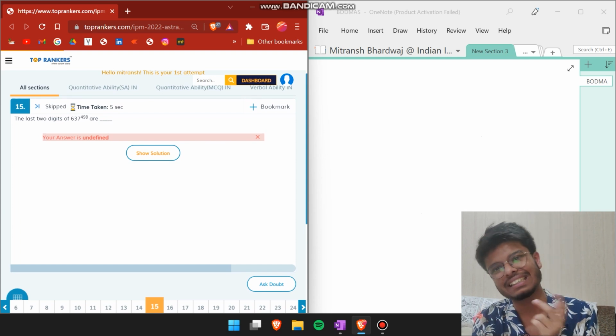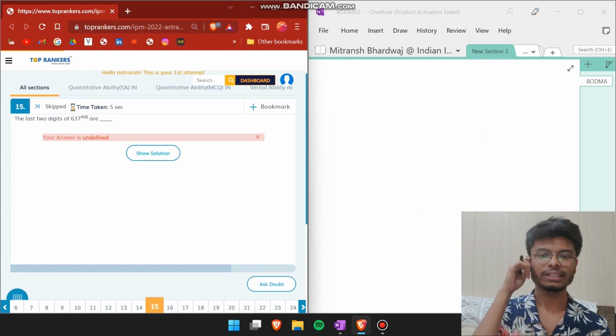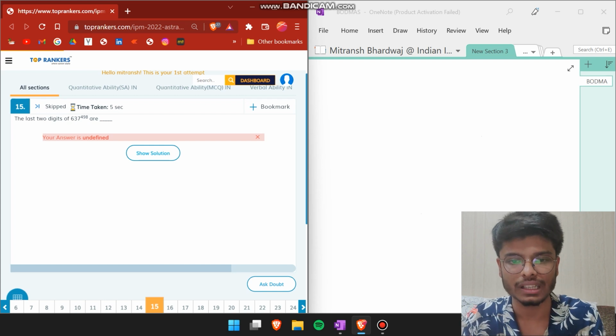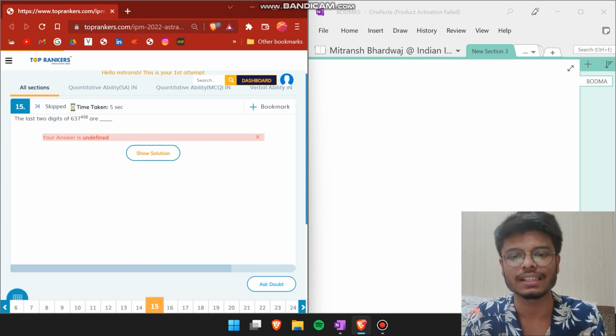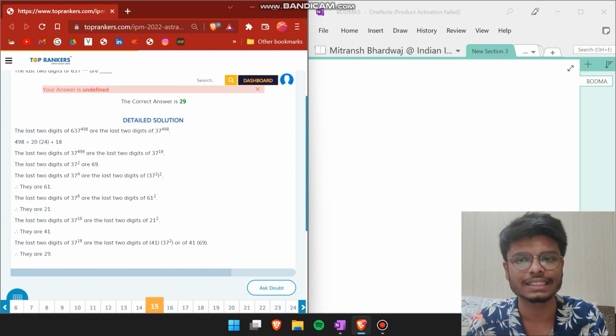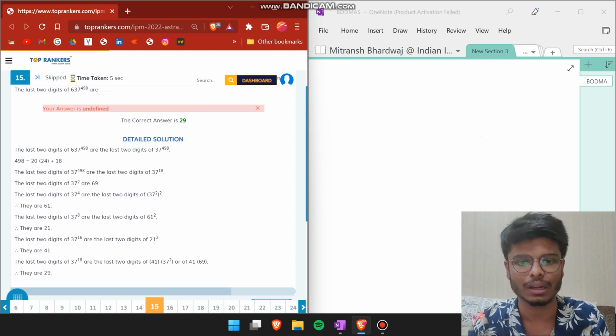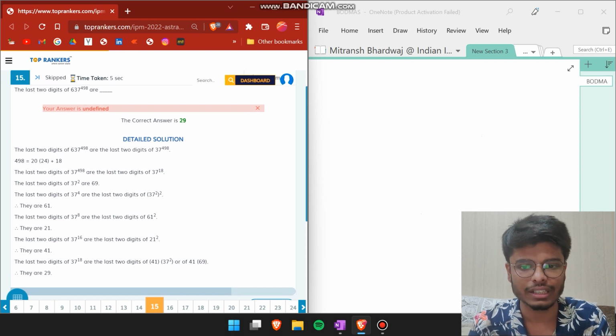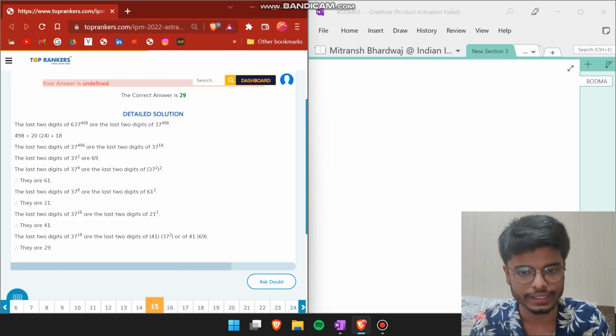Last 2 digits, again this sort of sums are a little problematic when there are last 2 digits involved with a little bit of a weird looking number. 637 is not a very conducive number for this sort of sum. So the last 2 digits are the last 2 digits of 37, because 600 to the power that plus that will happen, so you don't want to impact the last 2 digits. So the last 2 digits of 498 are the last 2 digits of 37 to the power 18.